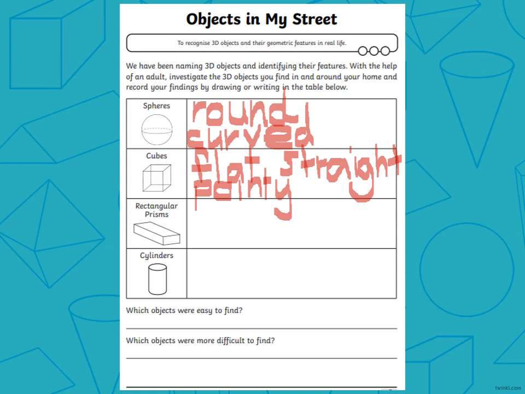And then we've got a question. Which object was easy for you to find? So have a think about which ones. Were all of them easy? Did you find it really easy? Then maybe we need to make it a bit harder next time. And which objects were more difficult to find? So have a think and answer those, which ones you think were easy and which ones you think were hard. All right. Good luck with that.